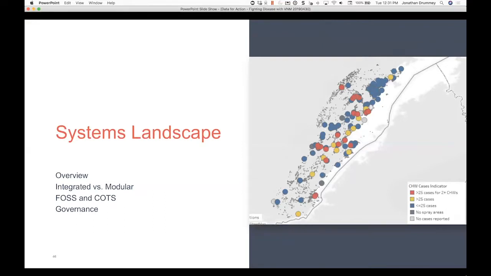So on the systems landscape, I'll do an overview, integrated versus modular decisions, talk about free and open source software and commercial off-the-shelf software, and governance.